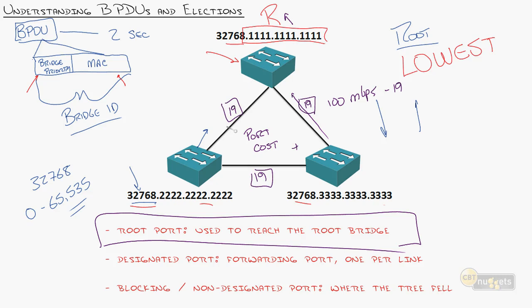So he's going to say, well, this is the better route. I'm going to choose this path. That is now going to be considered my root port. Right? Same thing happens over here. He's like, this will be my root port, my port that I use to reach the root bridge.